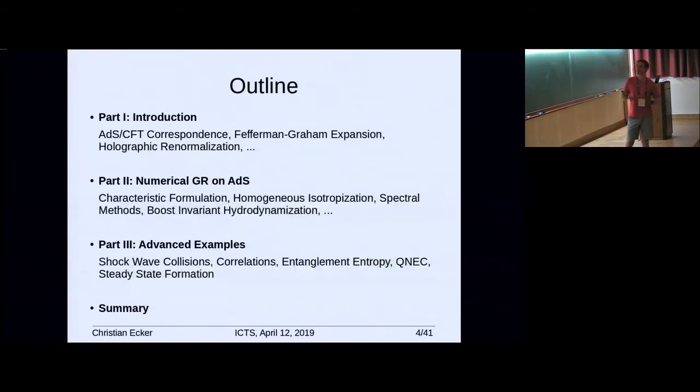The second part is, I would say, the main part, where I talk about numerical GR on ADS. I introduce this characteristic formulation and apply it to a very simple system, the homogeneous isotropization of an anisotropic N=4 supergravity plasma. In this example, I can guide you through all the necessary steps to perform these numerical GR simulations and extract the stress tensor, for instance, in its time evolution.